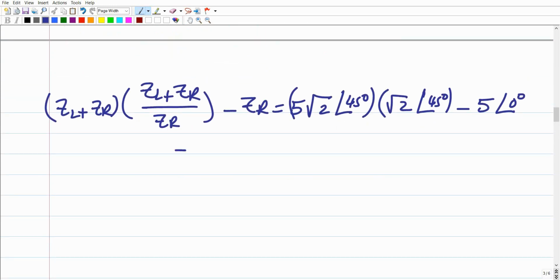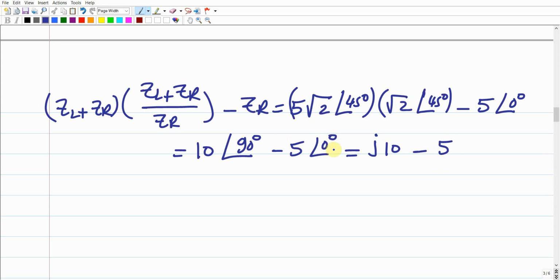So doing the multiplication first, it should be done in the polar form. This is definitely going to give us 10, since 5 square root of 2 times square root of 2 gives 10, and then you just sum the angles. This is going to give us angle 90, minus 5 angle 0. Then to do this subtraction, it should be done in the rectangular form. What is the equivalent rectangular form of angle 90? It is positive J with the same magnitude value, which is 10, and the angle 0 gives a real number of just 5, multiplied times 1. So this is the polar form of this operation.